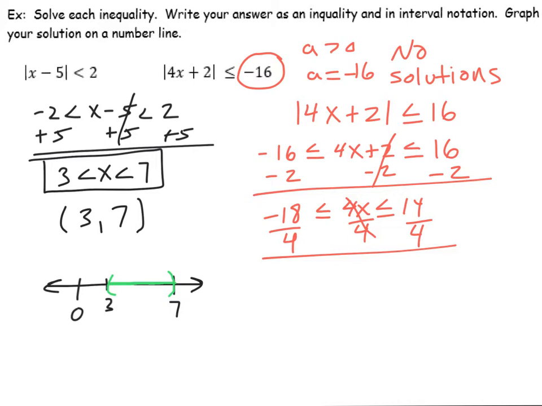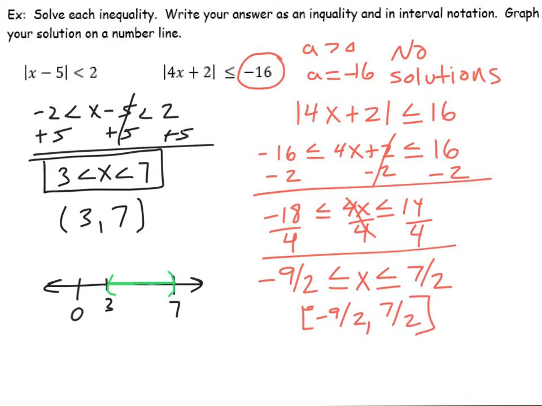Oh, negative 18 over 4. Let's call that negative 9 over 2. 14 over 4, let's call that 7 over 2. And there we go. I'm going to include the endpoints here. So for the interval notation, I would say negative 9 over 2 and 7 over 2.